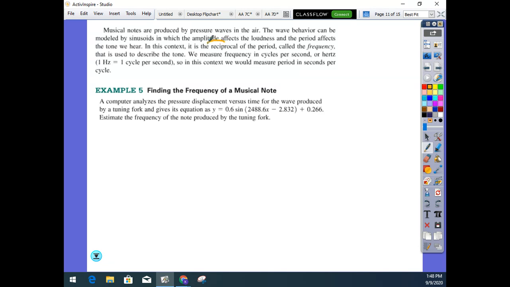Frequency, the key to this, the reciprocal of period is called frequency. So if you know the period, flip it, that's the frequency. So remember, the coefficient of x is where we find the value to help us find period. This is sine, so period is 2 pi divided by our b value. So our frequency is just the reciprocal.